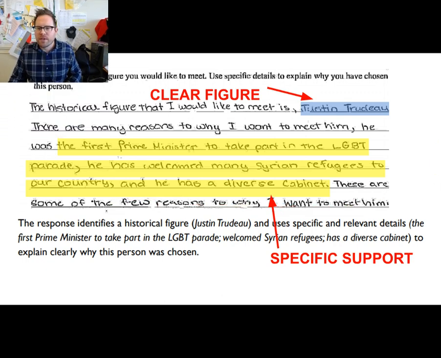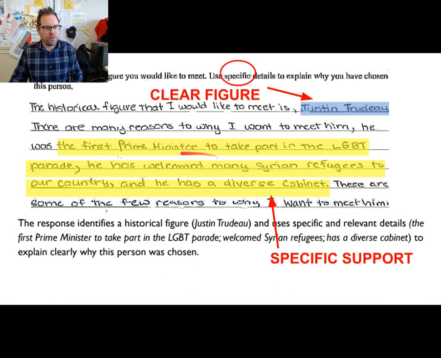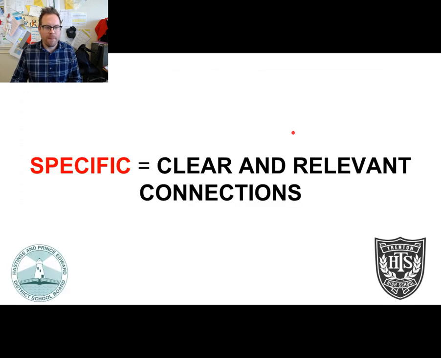So what we have here, folks, is an answer that clearly identifies a historical figure. It uses specific details. And the support here, there's no guessing here. It's a clear explanation of these are the reasons why they would like to meet him. Right? So specific means clear and relevant connections. These connections are clear, okay? The support as to why they want to meet Justin Trudeau is clearer than it is in the code 20 example, okay? All right.